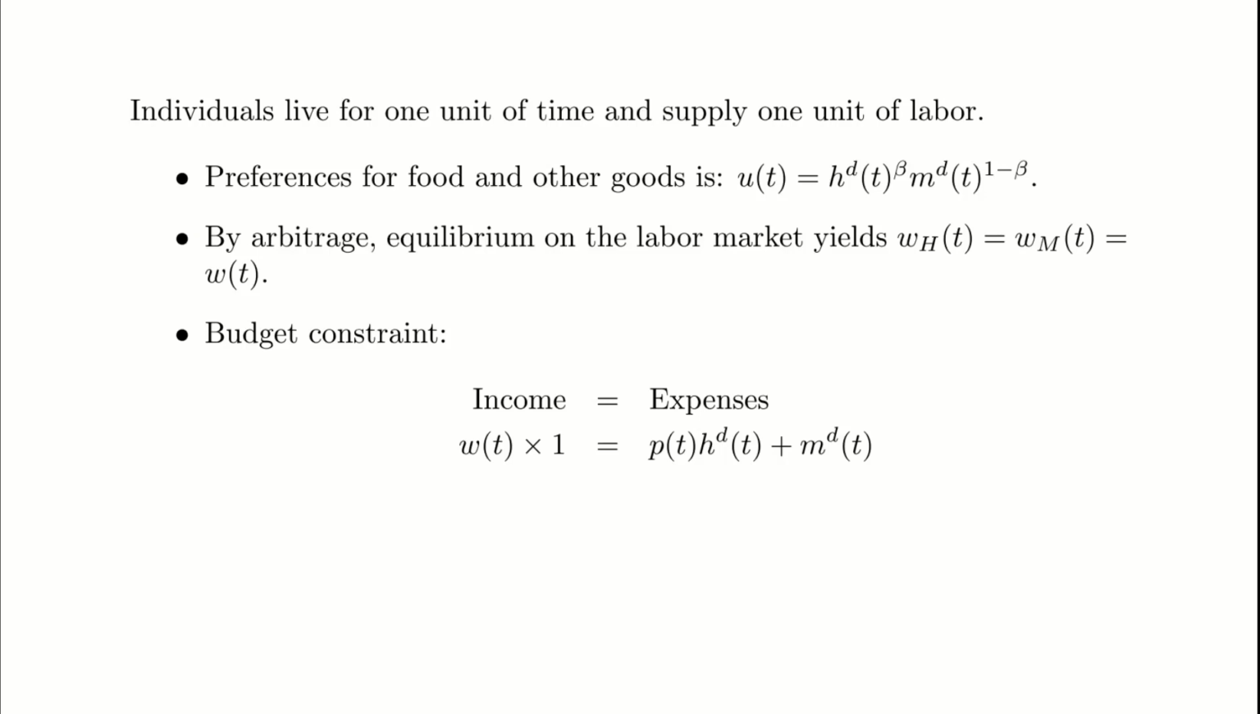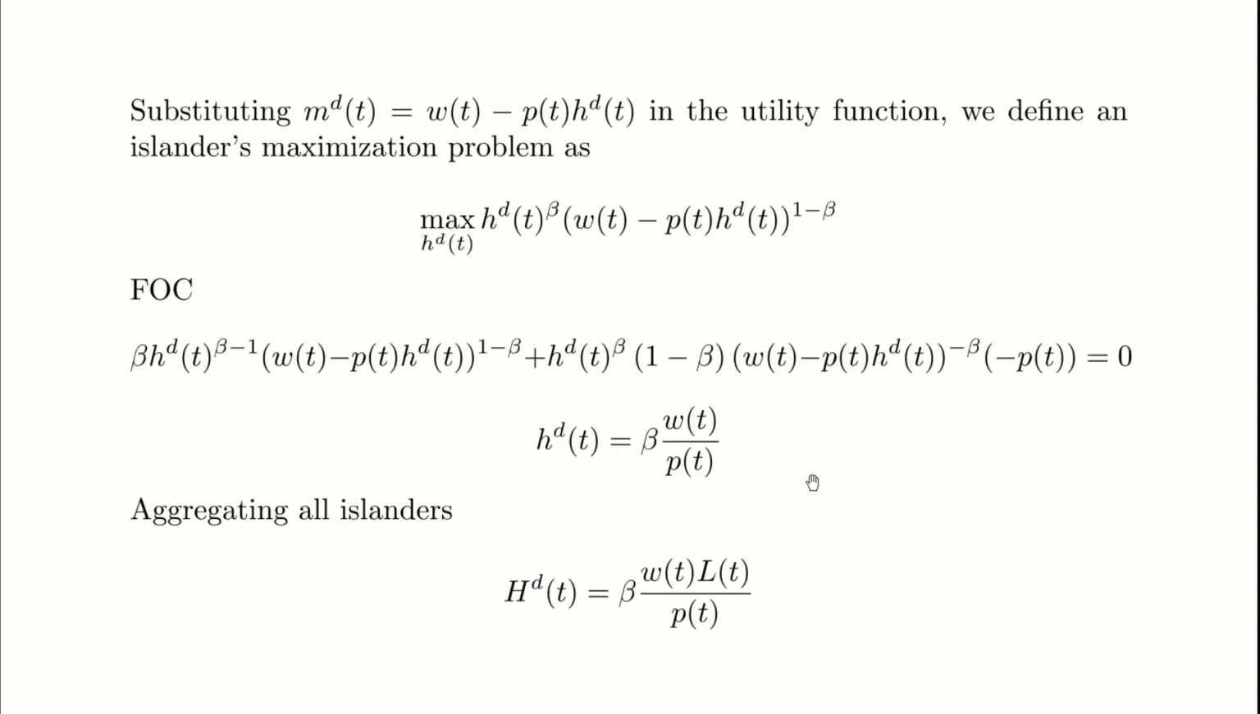We must finally define the budget constraint for an islander. Since he or she works for a single period and supplies 1 unit of labor, and since the wage is the same for any sector, then the income available for a worker would simply be W. The expense would be what the islander needs to buy, P times HD plus MD times 1. Unlike before, we may not directly replace HD by its value in terms of alpha S, since now there's no guarantee that this particular worker is the one who is the farmer.